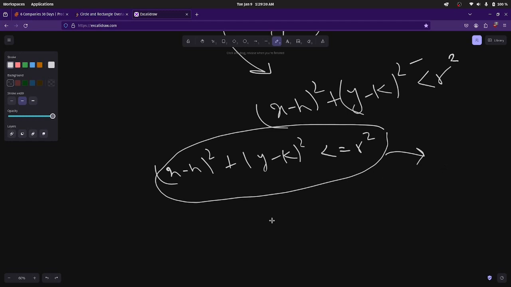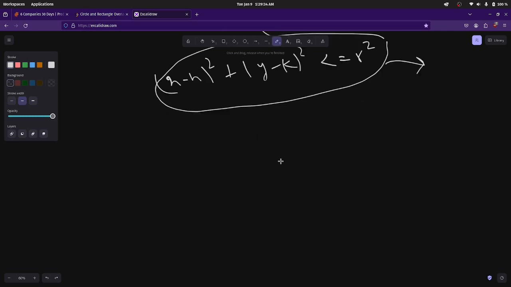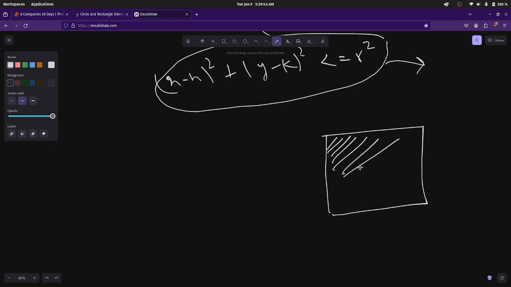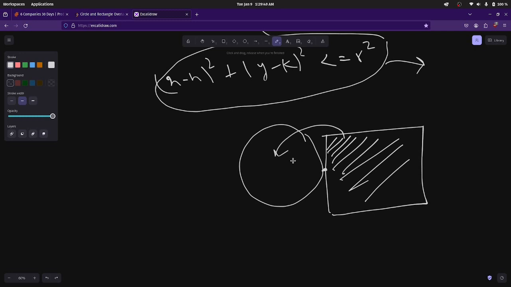Right? So quite easy, right? Okay, so we can now just take all these points of this rectangle and check if any of these points is lying in the circle. If any of these points, like these 2 points, lie in the circle, that means that circle is overlapping with this one.